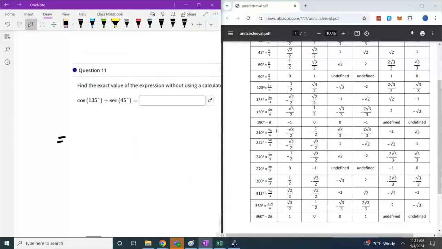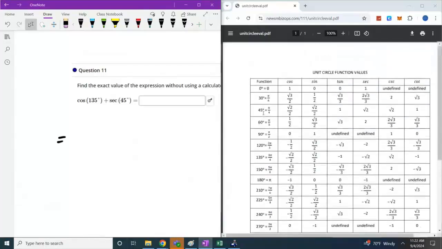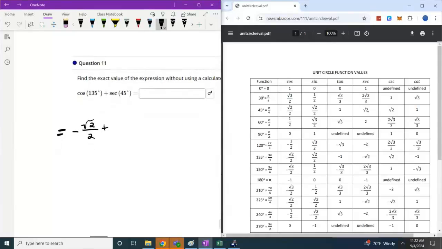All right, so if I find 135 degrees, which is here, the cosine is negative square root of 2 over 2, plus the secant of 45 degrees. So I'm going to find 45 degrees. I'm going to find the secant, and that is the square root of 2. And I'm going to add them together.